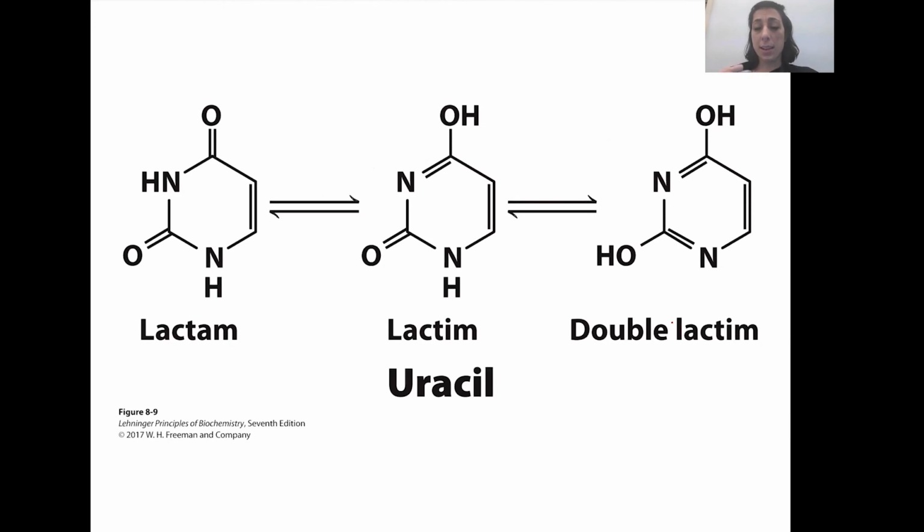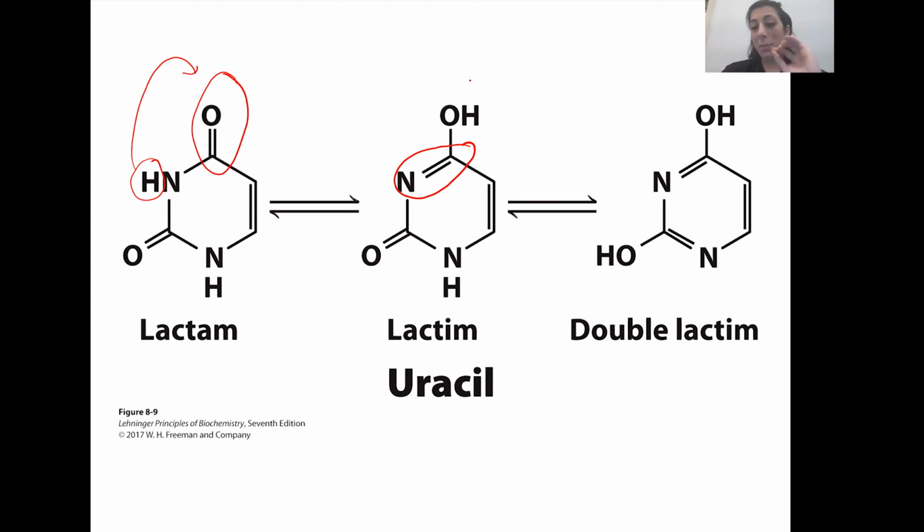Here's what that lactam tautomerism looks like. Here is uracil, and you can see its lactam form. This is where we have two carbonyls here versus the lactim form. It's very similar to the keto-enol. You can see our double bond has shifted from the carbonyl on the top to inside the ring. And this hydrogen has shifted to our oxygen.